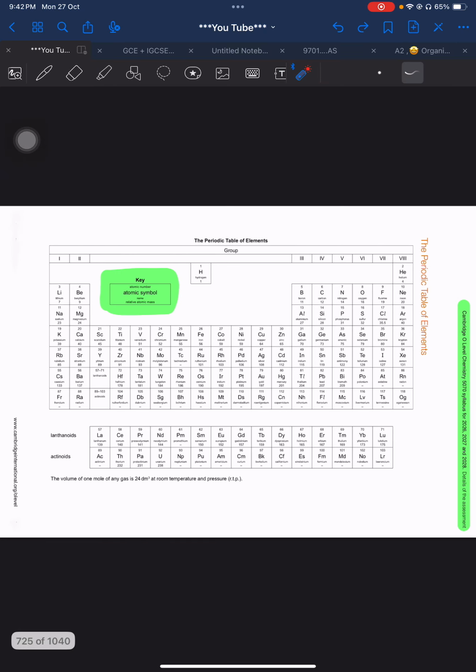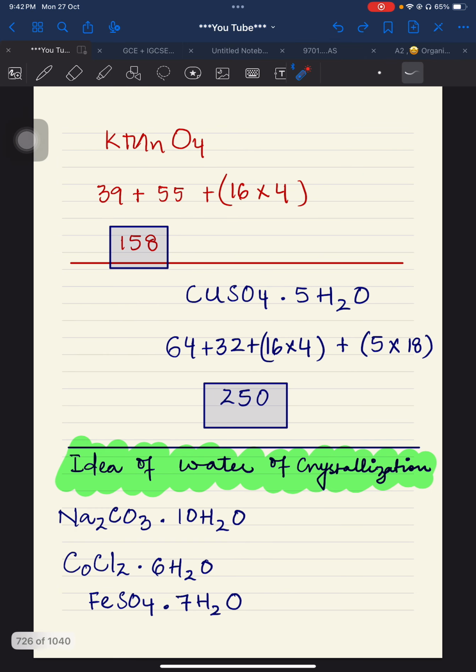So this will be the periodic table. I zoomed in on it in the previous video as well and told you that this is the latest periodic table which will be given to all GCE and IGCSE students. Right now I am saying that KMnO4 tells you that K is 39, Mn is 55, and O is 16 times 4. What is Mn? It is not magnesium, it is manganese. Magnesium is Mg and manganese is Mn. Please be careful about these differences.